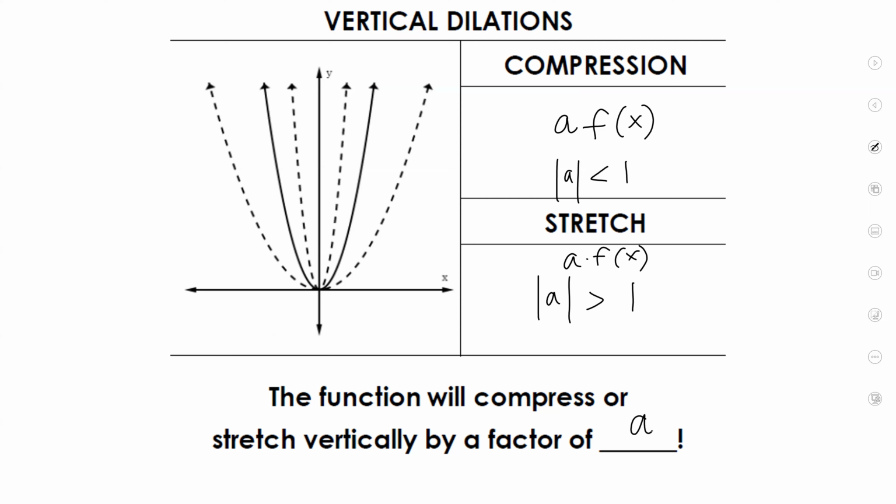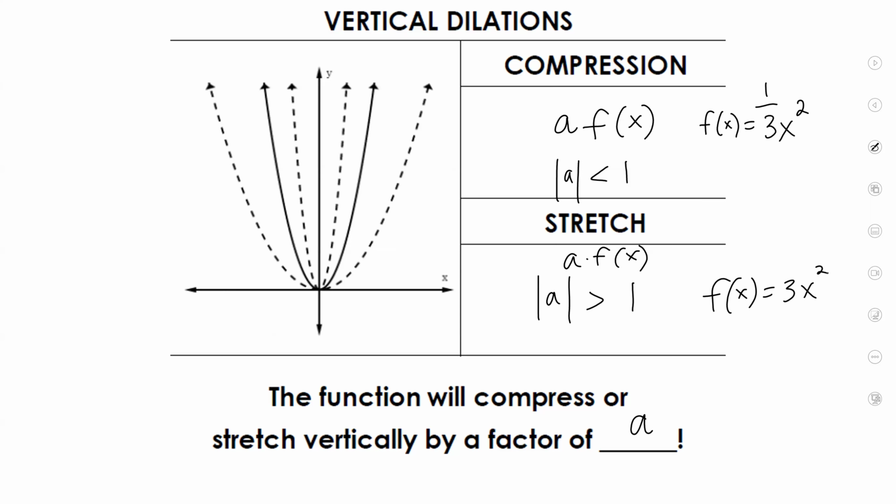So let me give you an example. Let's say I have f of x equals 1/3 x squared. This is a compression. 1/3 is less than 1. So this will be a vertical compression. An example of a stretch is if you have something like this, 3x squared. 3 is greater than 1, so that's a vertical stretch. Okay?